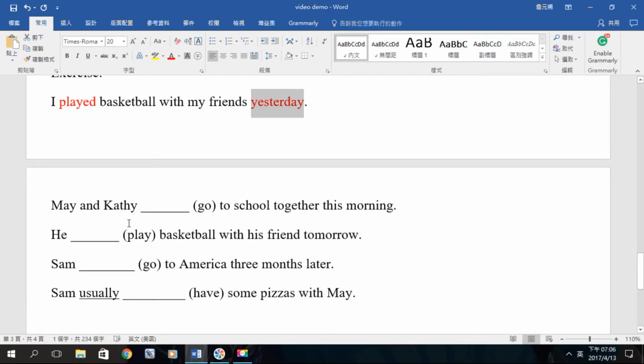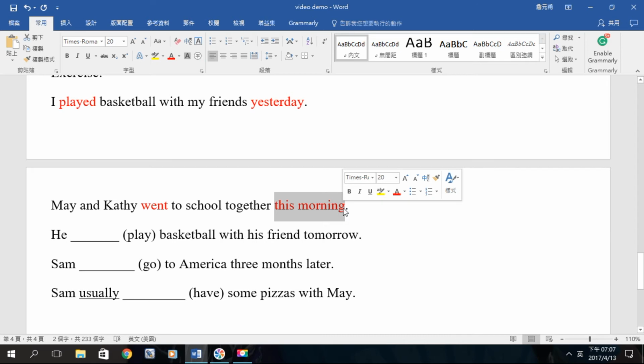Number 2, May and Kathy to school together this morning. Again, time marker, this morning, it's a time marker that we usually use with the past tense. So, the past tense of go is an irregular verb, it's went. So May and Kathy went to school together this morning. Again, if I change the time marker from this morning to tomorrow morning, then this will be will go, is going to go, or are going to go, or are going. Because go is a very special word, we can use the present continuous tense to express something in the future in this case.